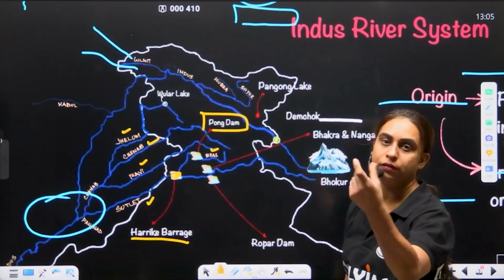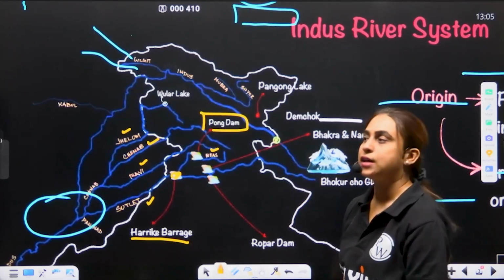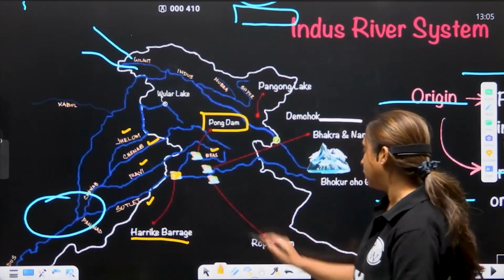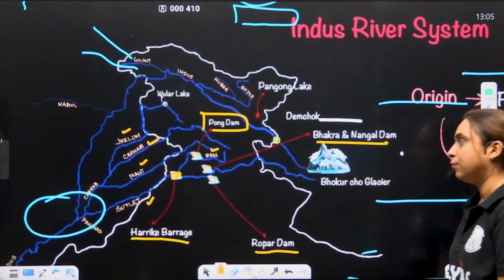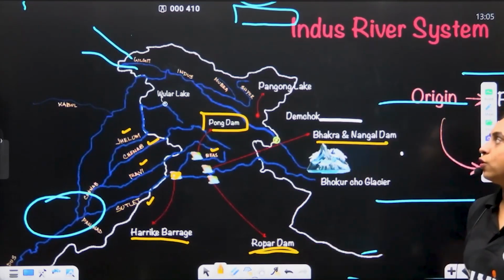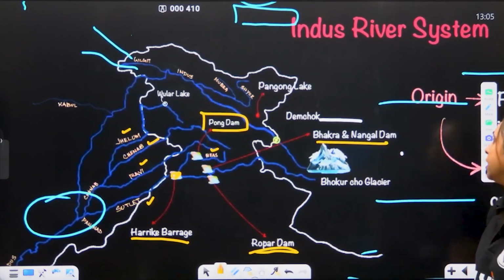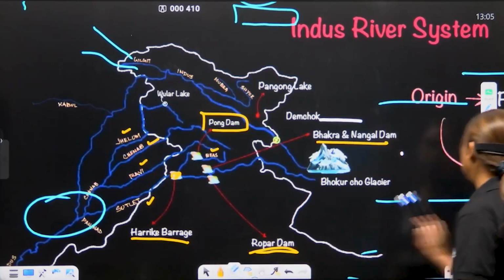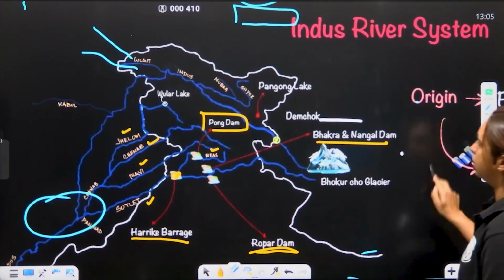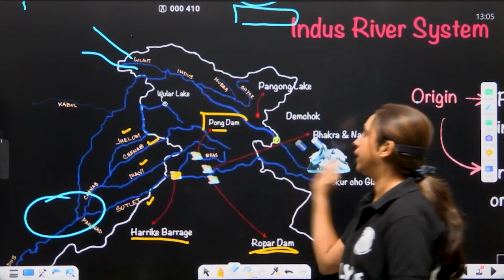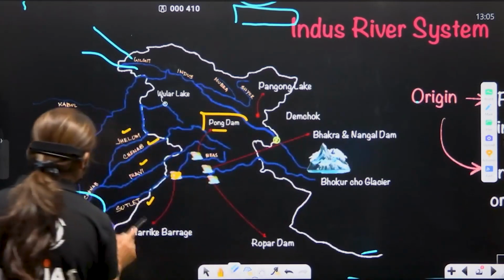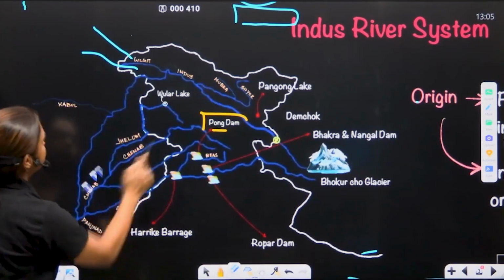The Beas is a small river, Pong is a small name. So Beas has Pong Dam. As you can see, on the Sutlej, you will have Bhakra Nangal Dam. We've seen on the Sutlej, you also have Ropar Dam. So this is your Indus River. You can carefully look at the Indus River. Bhakra Nangal Dam, Pangong Lake, Demchok, Ropar Dam, barrage, the tributaries that you have.